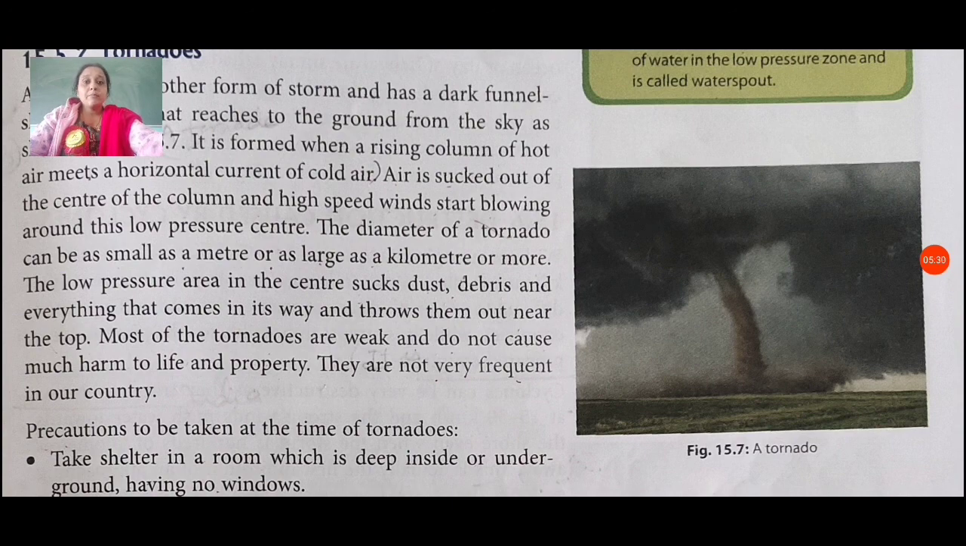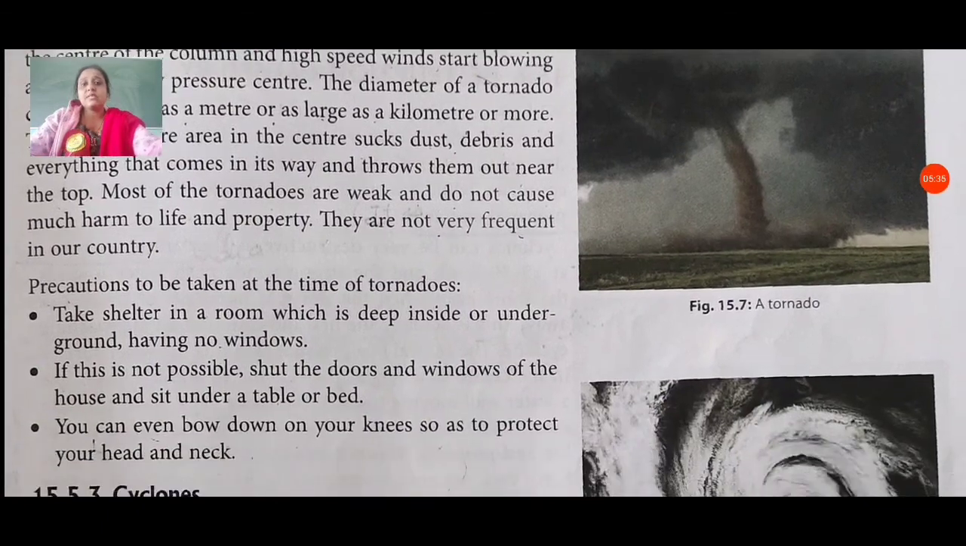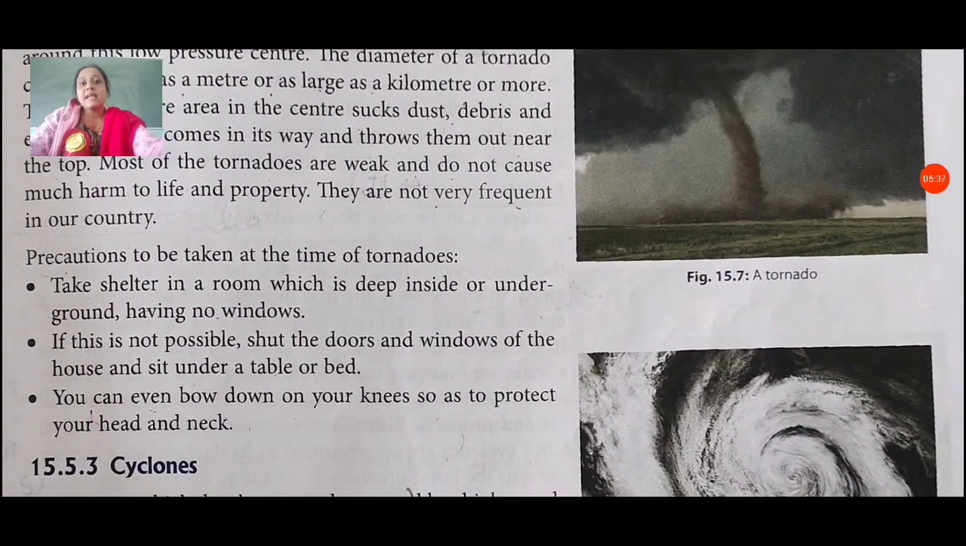We also have some precautions to be taken at the time of this situation. First, take shelter in a room which is deep inside or underground, having no windows. If this is not possible, shut the doors and windows of the house and sit under a table or bed. You can even bow down on your knees so as to protect yourself.